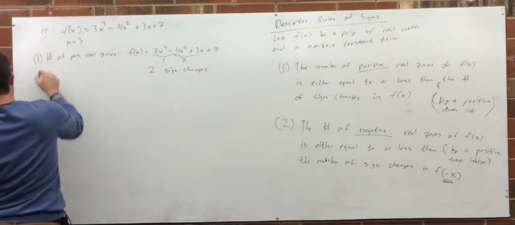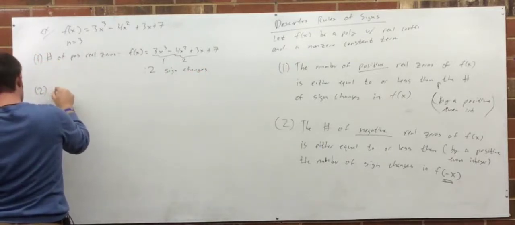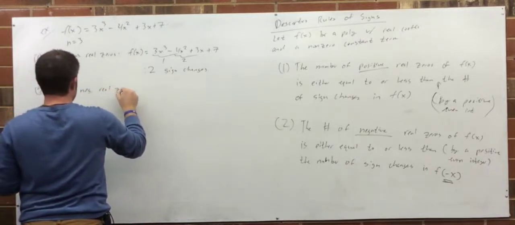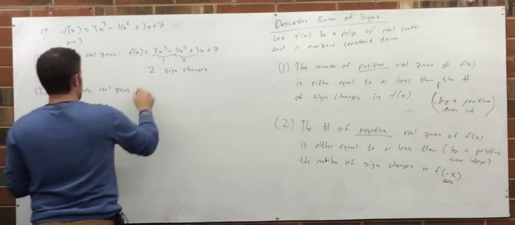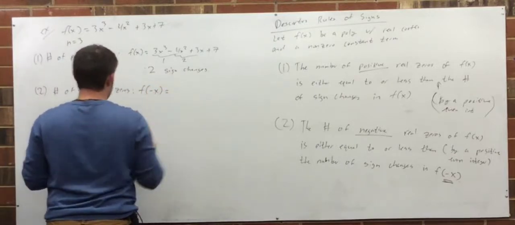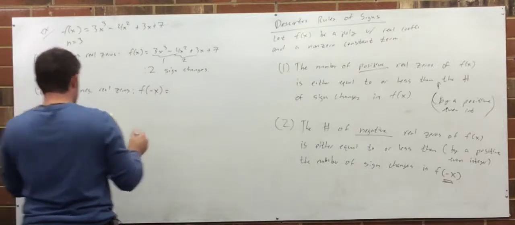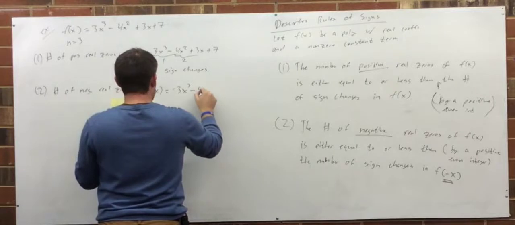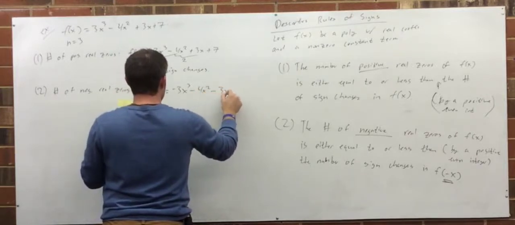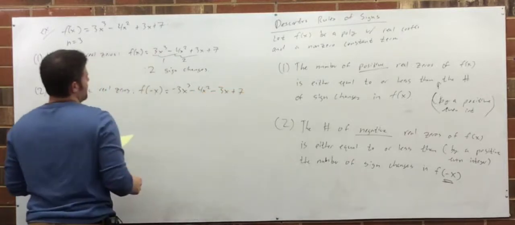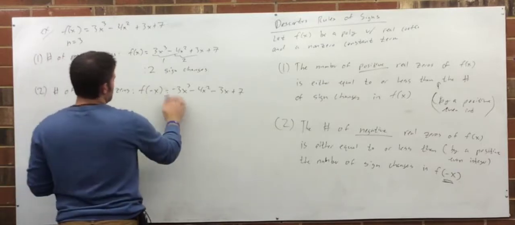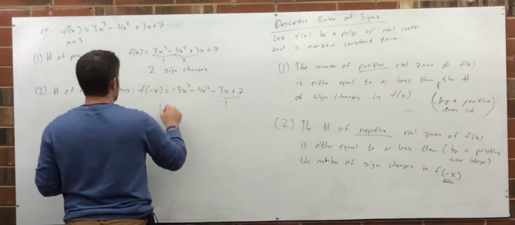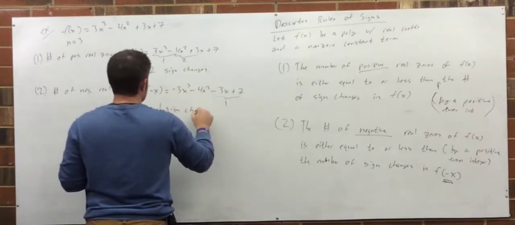Alright, that's step 1. Step 2, we want to find the number of negative real zeros. Well, here we need to do f of negative x. That would be negative 3x cubed minus 4x squared minus 3x plus 7. You can see that the number of sign changes here is only one. So we have one sign change.